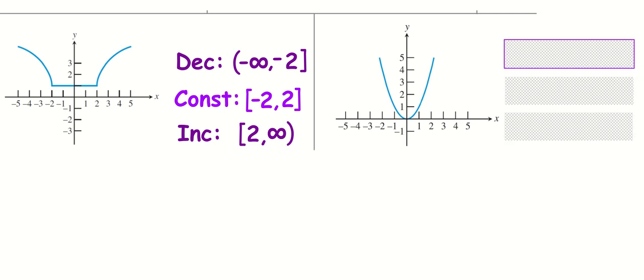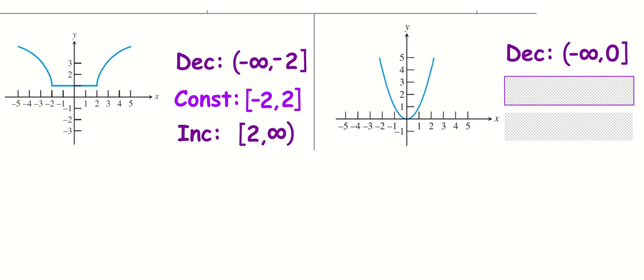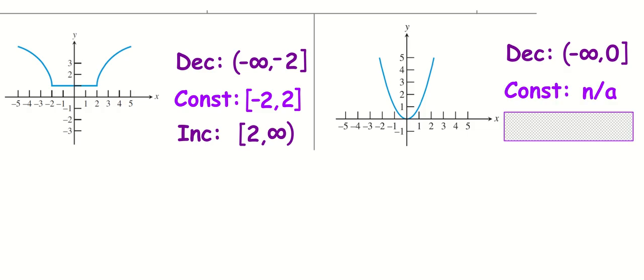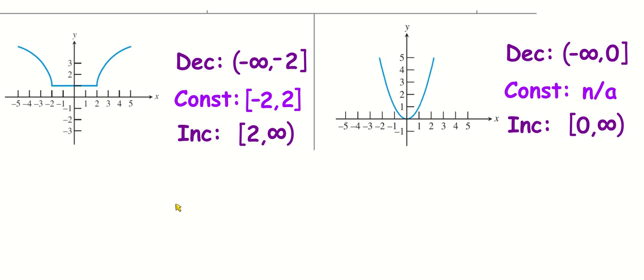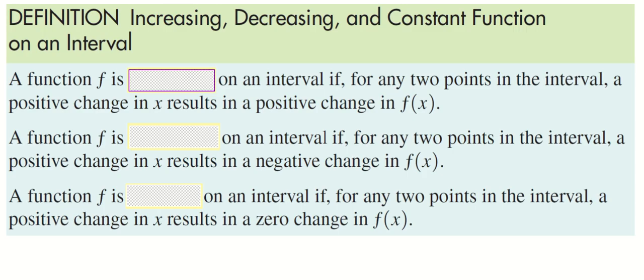For this one, always feel free to pause the video if you want to think about this first and predict what I'm going to be showing here. But so for this parabola, it's decreasing from negative infinity to 0. It's not constant anywhere. And again, this is going to be based on the literal definition, following that verbiage religiously. Nowhere is this constant. And it's increasing from 0 to positive infinity.